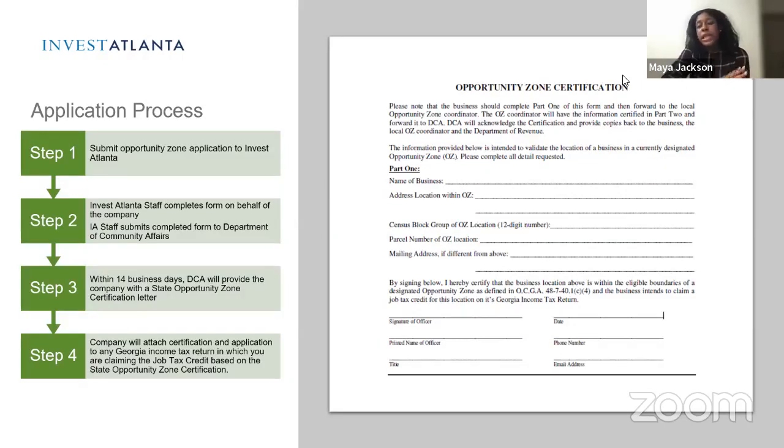DCA reviews it, they take a look, they confirm that the information Invest Atlanta has provided is correct. And then they will send you, the business, a letter saying, hey, you are certified as being in an opportunity zone. Please provide this letter when you file your taxes. So you only have to apply with us one time. And then every year when you file your taxes, you will use that same letter to continue to take advantage of the tax credit. Next slide.